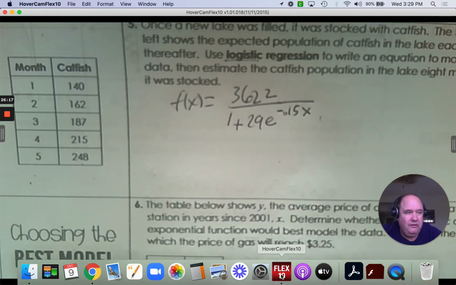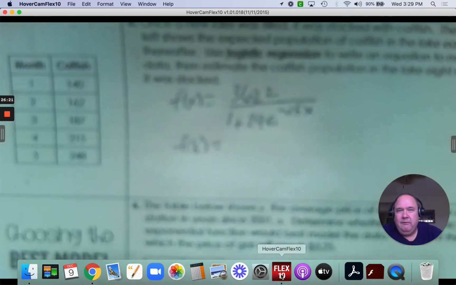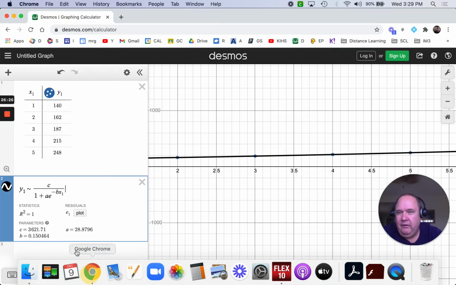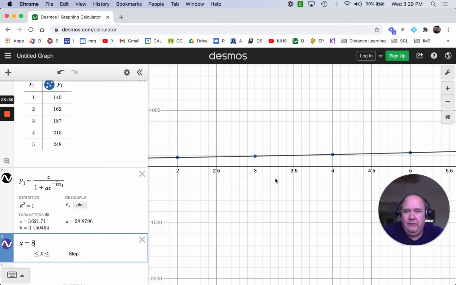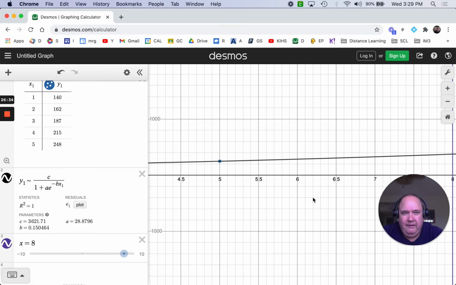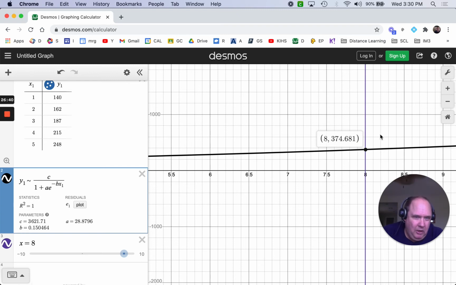So the question is 8 months. That means we're going to plug in 8. But instead of substituting 8 in, we're just going to go x equals 8 and then look off the graph. If I go x equals 8, and then I move the graph so I can see the value of 8 on the x right there, tap on the point of intersection. So at 8, how many fish? And it's 375.